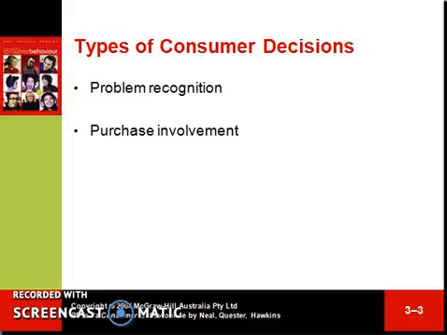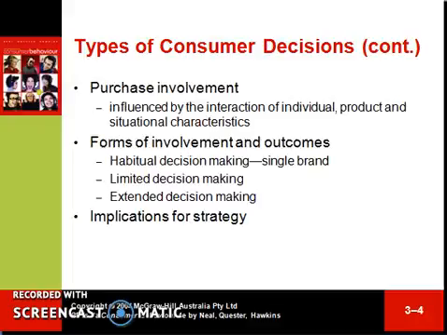Now comes the types of consumer decisions. First is problem recognition and the next is purchase involvement. Purchase involvement can be complex to understand. It can be influenced by the interaction of individual consumers, the particular product, and the specific situation, as we discussed in the previous lecture. When involvement is low, such as when habitual decision making is being used, there is very little actual decision making. Brand loyal customers are habitual decision makers. There is a single preferred decision to the problem.